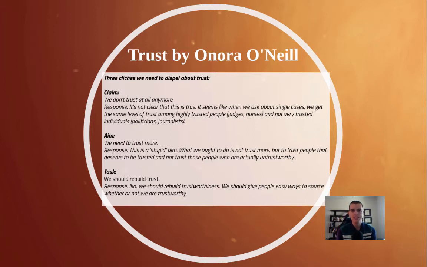And as you might guess, Onora O'Neill thinks that this is the wrong way to go about it. It's completely backwards. We shouldn't be rebuilding trust as individuals. What we should do is be building our own trustworthiness. We should aim to be people that are worthy of other people's trust. And part of doing this is giving other people a track record of our decisions.